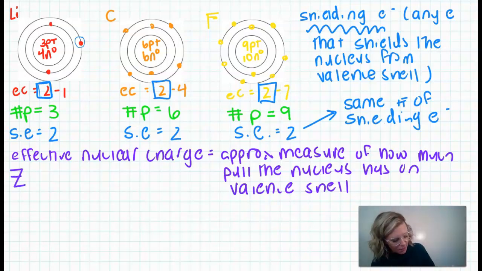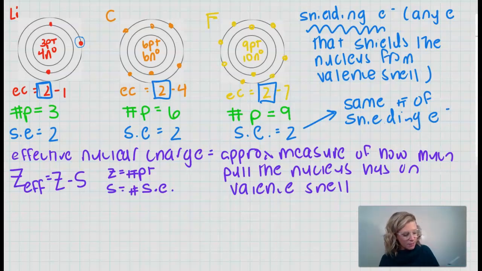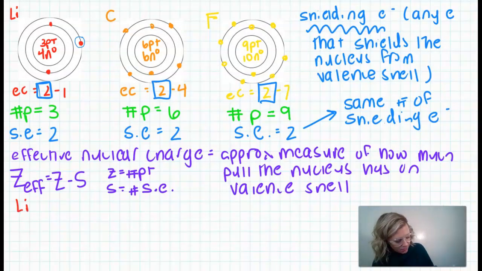We're going to calculate it by Zeff, and it's going to be Z minus S, where Z is equal to the number of protons and S is equal to the number of shielding electrons. So for example, let's just calculate one example. Let's do lithium, from up above. The Zeff of lithium is equal to Z, 3, minus shielding electrons, 2, which gives us an overall effective nuclear charge of +1.